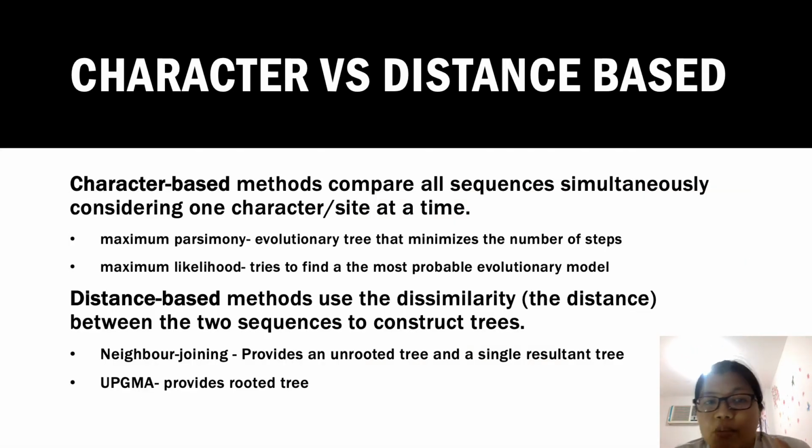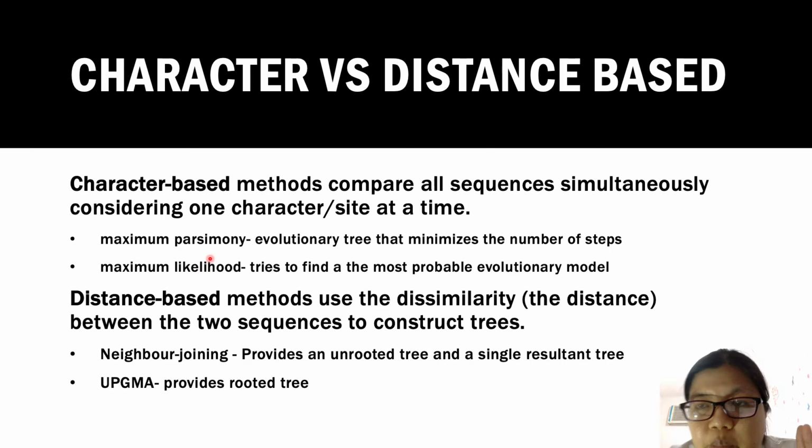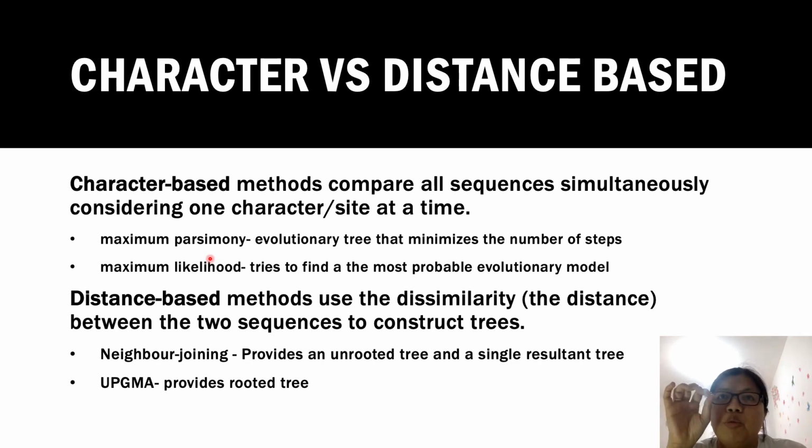When we say character-based, these are methods that are comparing all sequences simultaneously, considering one character or site at a time. There are two types of tree based on character. We have the maximum parsimony and the maximum likelihood. When we say maximum parsimony, again, these are evolutionary tree that says that the minimum number of steps is the most parsimonious tree.